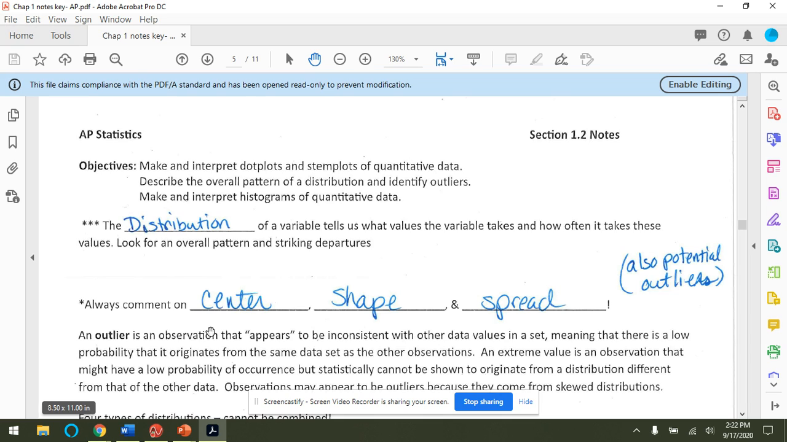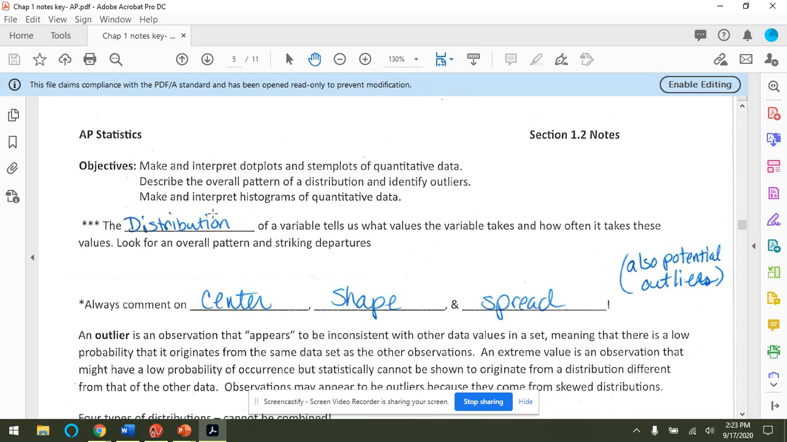Okay, section 1.2, our objectives are we want to make and interpret dot plots and stem plots of quantitative data. We want to be able to describe the overall pattern of a distribution and identify outliers. And we want to be able to make and interpret histograms of quantitative data. So first, let's talk about a distribution.